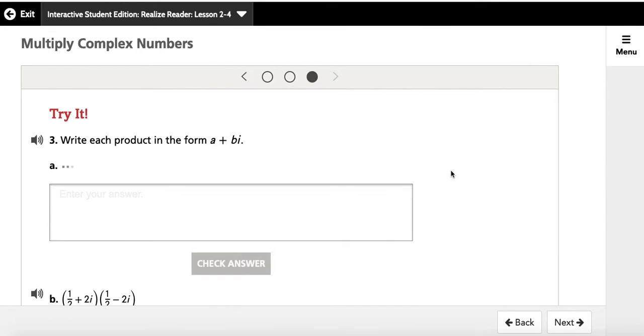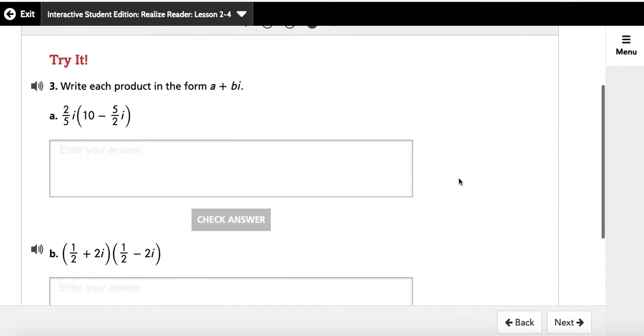Alright. Oh, fractions. Well, you're still going to tackle it the same way. We're going to distribute, and if we ever get i squared, we're going to change it to negative 1. Give these a shot and come back when you're ready.